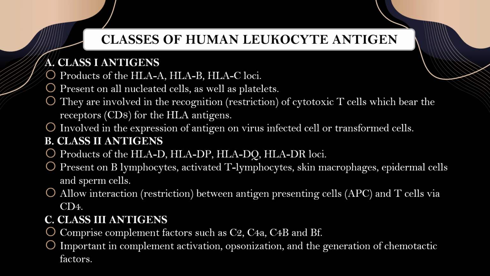So as for class 2 antigens, this includes the products of the HLA-D, HLA-DP, HLA-DQ, and HLA-DR loci. And they are found primarily on B lymphocytes, activated T lymphocytes, skin macrophages or your Langerhans cells, epidermal cells, and as well as sperm cells. However, also take note that class 2 antigens are absent in resting or naive T cells, in platelets, or on your granulocytes, and what else?